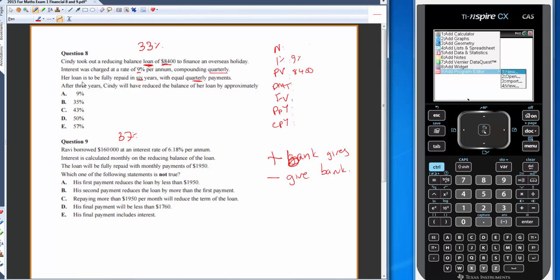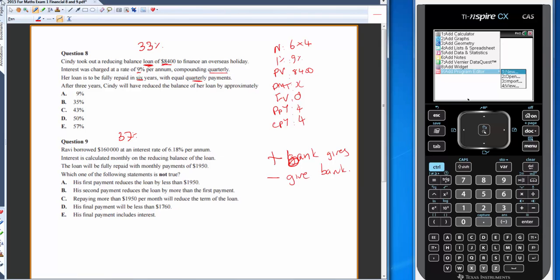Now, we've got some confusion here over the loan because it's 6 years here and after 3 years. But to work out how much she'll have reduced the balance of her loan by, what we actually need to know is the payments, and we don't know what the payments are yet. So the payments are going to be the unknown. The future value is 0, since the loan is going to be repaid in 6 years, so 6 lots of 4 payments, 6 years' worth of 4-quarter payments. And the PPY is 4 and the CPY is 4. So payments per year is 4 and compounds per year is 4.